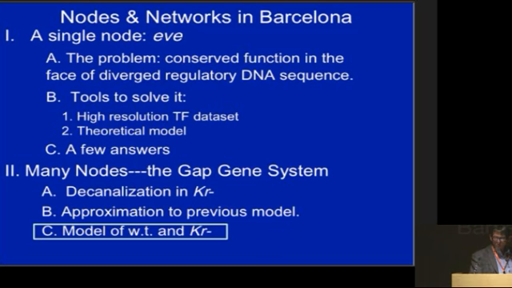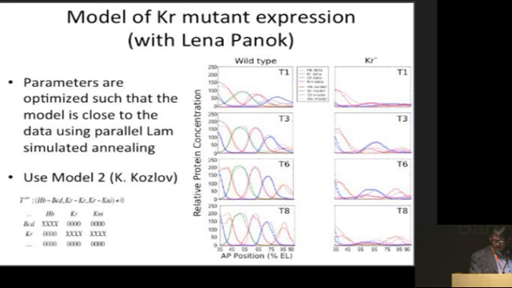And so you can construct a model. Finally, everyone who's been in my lab has tried to model mutants, and we've tried all kinds of tricks. This one actually worked. This is work with Kostya Kozlov in St. Petersburg and Lena Panok in Chicago. And so you can actually, to a pretty good degree of accuracy, model both wild type and Kruppel minus.